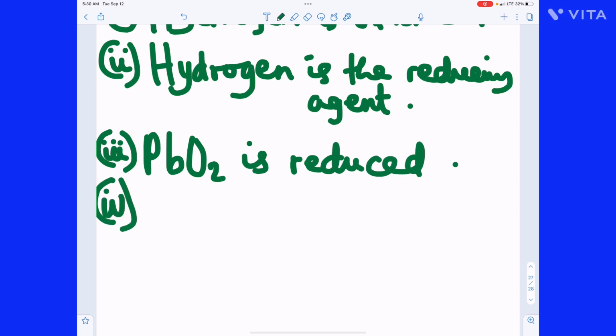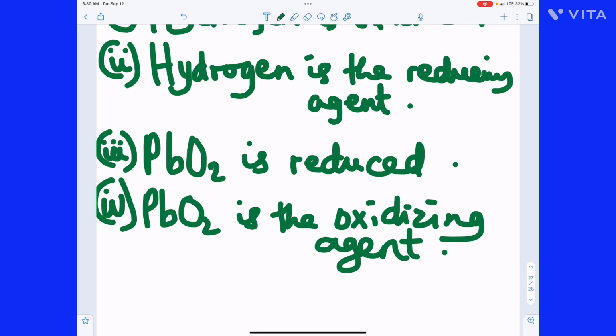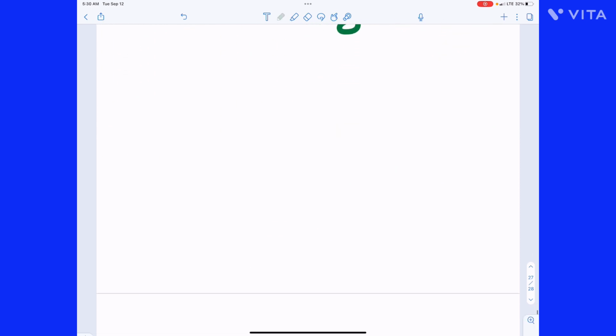Also, what is the oxidizing agent? Lead oxide is the oxidizing agent. So any substance reduced in a redox reaction is the oxidizing agent. Any substance oxidized is the reducing agent. So take note of that. Let's go to question B.